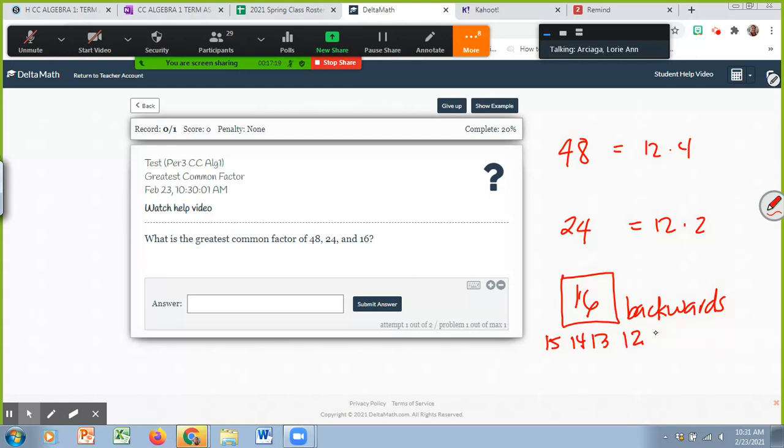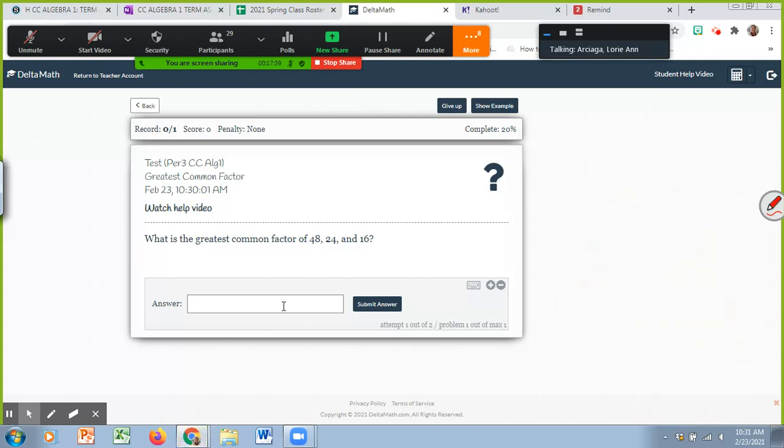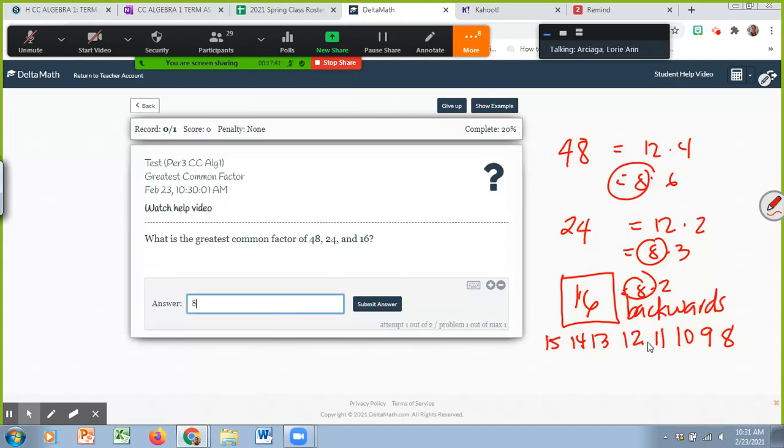All right. So 11, nope. 10, nope. 9, no. Now we reach 8. 48 is 8 times 6, 24 is 8 times 3, and 16 is 8 times 2. So that means the greatest common factor is, you're right, it's 8. So remember, when you get a number that can divide the other two but not the smallest number, that's not a GCF either. You have to be able to divide all of them.